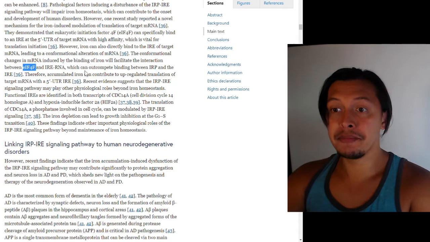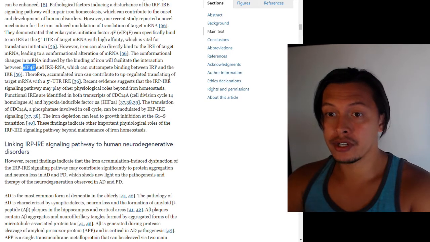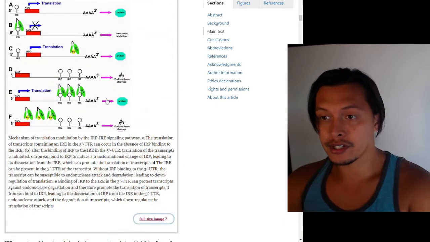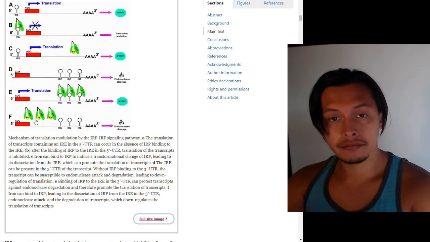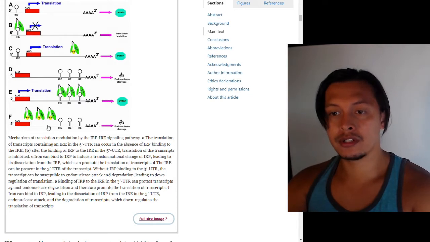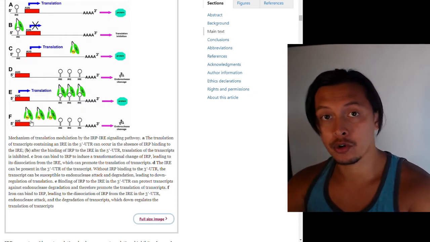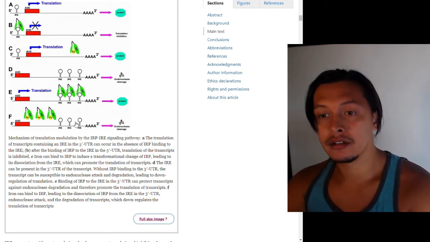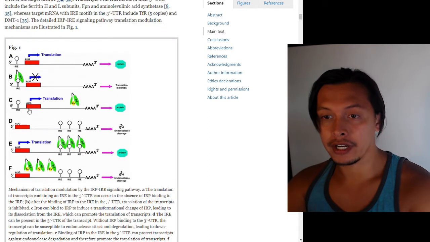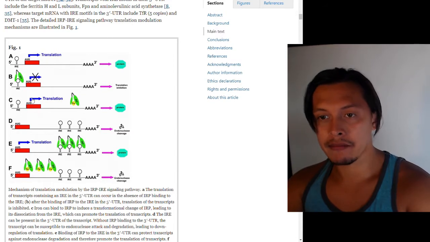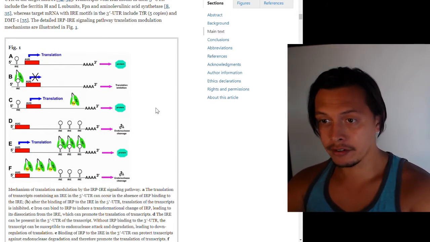Therefore, accumulated iron can contribute to upregulated translation of target mRNA with 5' UTR IREs. So this is actually very interesting. Normally, if you have plenty of iron in the system, then this will kick off these iron regulatory proteins, which, if your iron response elements are in the 5' end, oh wait, the 5' end over here. So no, that still makes exact sense. So here we have it in the 5' end, you kick it off, you have normal translation.